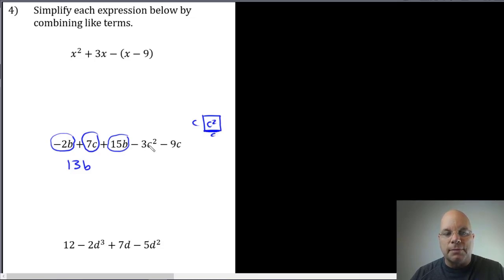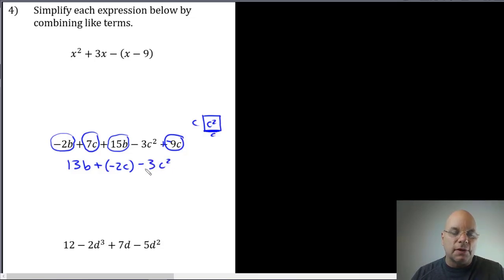And so c cannot be combined with c squared, but this term, positive 7c, can be combined with this term, which we could think of as adding a negative 9c, because subtracting is the same as adding the opposite. So 7c and negative 9c would be negative 2c. So I have 13b plus negative 2c minus 3c squared, or plus a negative 3c squared.